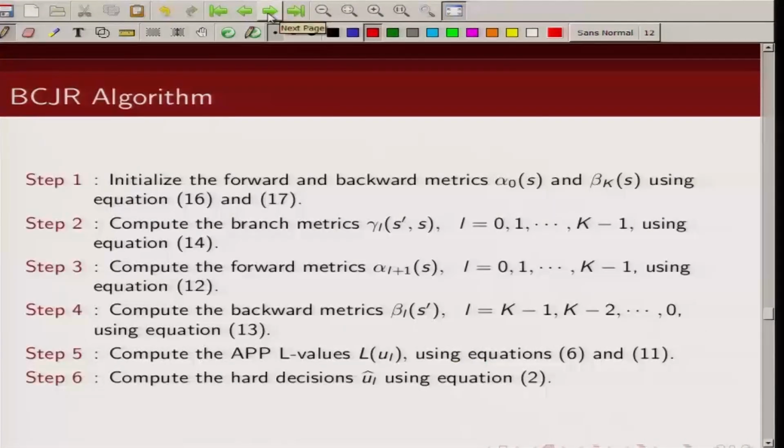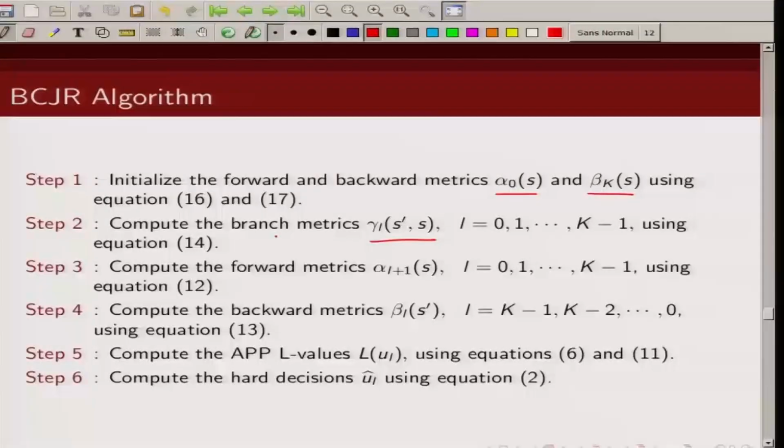So, to recap, how do we compute the a posteriori probability? The first thing is we need to initialize the values of alpha at time 0 and beta at the end of the block, which I am calling k. The next thing: to compute alpha and beta, I need the branch matrix gamma. So, I will compute this branch matrix for all valid transitions and for all time instances. That is the second step.